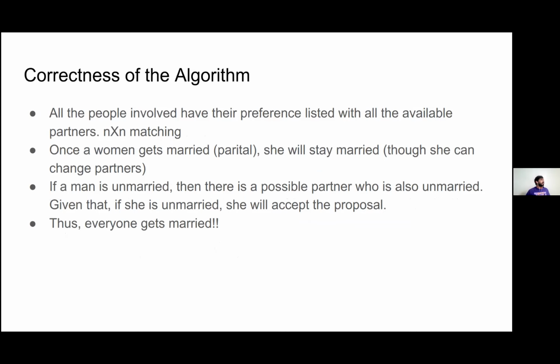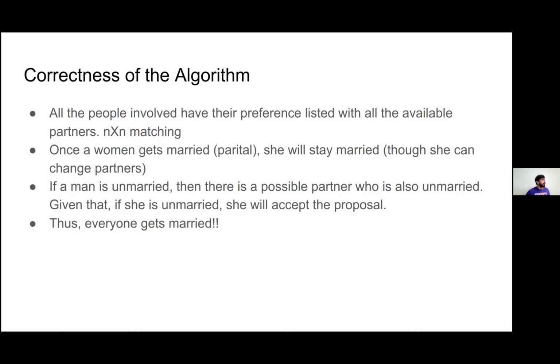Now we discuss the correctness of the algorithm. In the current setting, all the people involved have their preferences listed over all the available partners. That means all the men have given their preference for all the women, and the women have also done the same. So everyone has the other sex in some preference order. So there is this preference set.